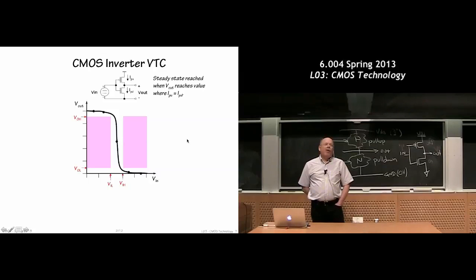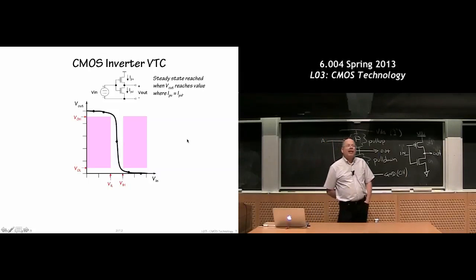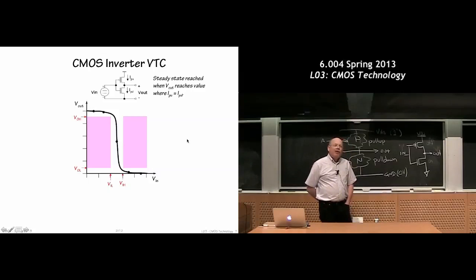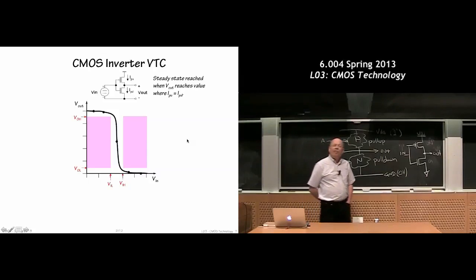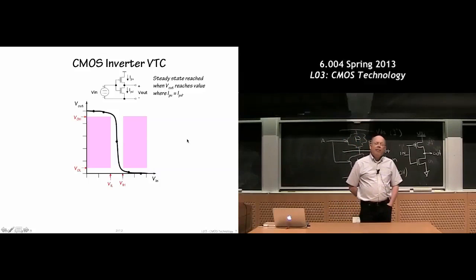Well, you're not quite sure. I haven't given you enough information to really figure it out. But the choices seem to be that they're both off. What happens to the output node when they're both off? Well, it's not connected to either the power supply or ground. So what does that mean?